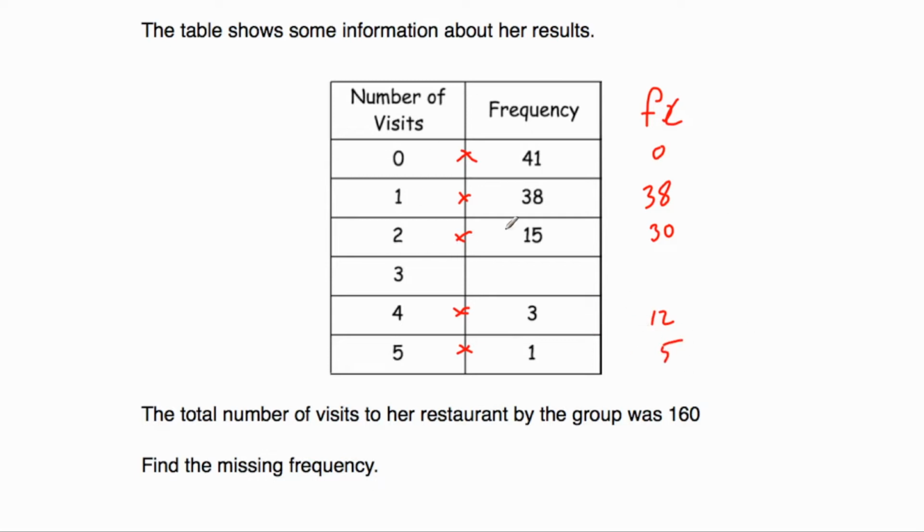Now at this point, we've got 2 different approaches we could use. One approach is to not use algebra, and the second approach is to use algebra. And I'm going to actually do both of them, just to show you. So first of all, one approach could be to add up our fx, so I have the total number of visits so far.